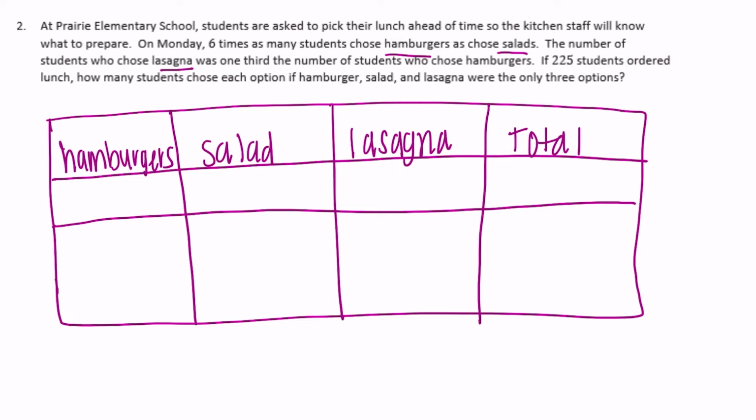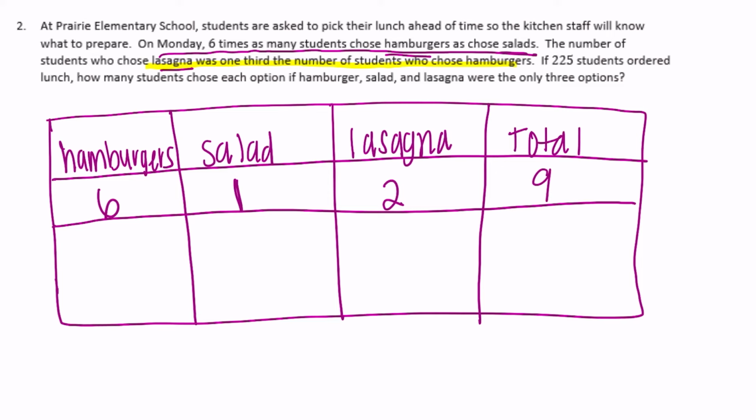Okay, so on Monday, 6 times as many students chose hamburgers as salads. So 6 times as many chose hamburgers as salads. So for every 6 that chose hamburgers, 1 person chose salad. The number of students who chose lasagna was 1/3 the number of hamburgers. So what's 1/3 of hamburgers? So 1/3 of 6 would be 2. So then the total, 6 plus 1 plus 2 is 9.